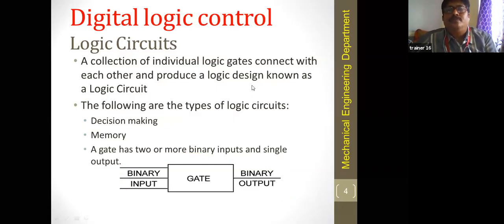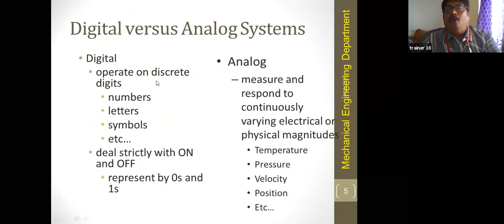Next. So now, before we go to the gates, we'll discuss digital versus analog systems. Why do we have to go for digital? The analog is the old one. As technology developed, we now have digital systems. So why do we go from analog to digital? Digital output is always accurate compared to the analog. That is the major consideration.